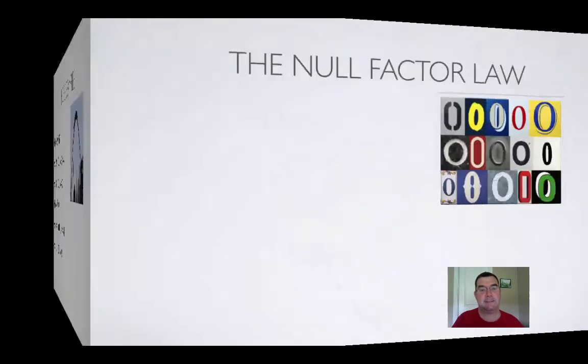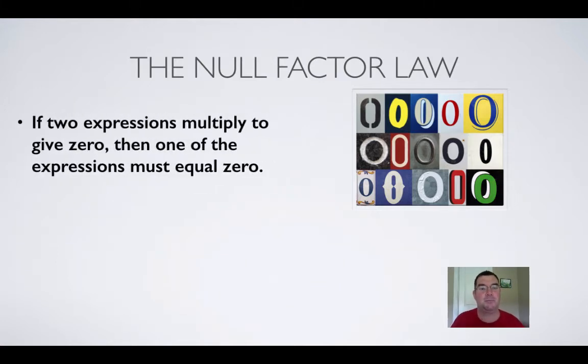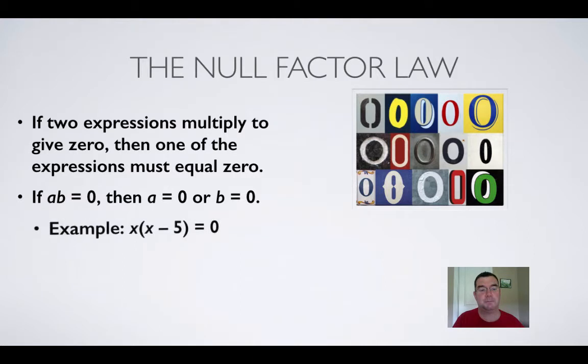All right, now, when you have two things that multiply together to equal 0, there's a null factor law, and that says that when two things multiply together to give 0, either the first thing equals 0 or the second thing equals 0. They can't both not equal 0. Okay, so one of them has to be 0. That's basically what that says. And this is how it's written in algebra. If you have a times b equaling 0, then either a is 0 or b is 0.